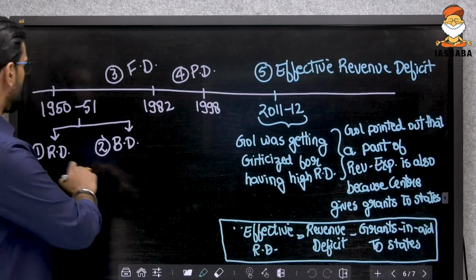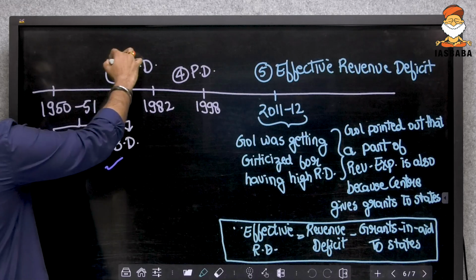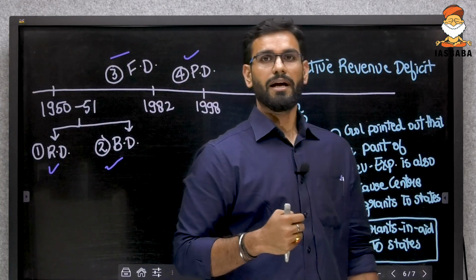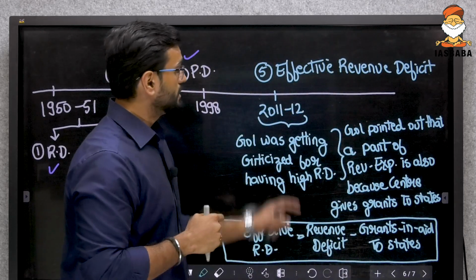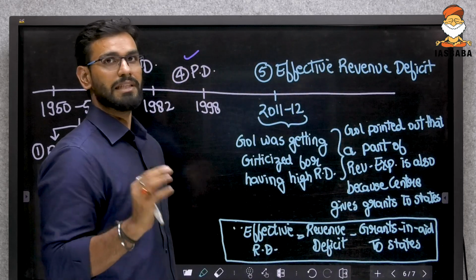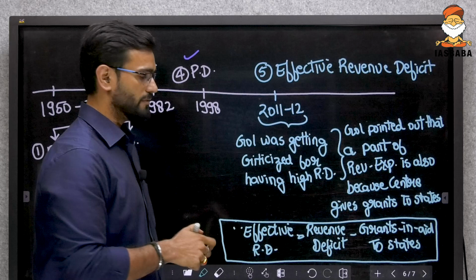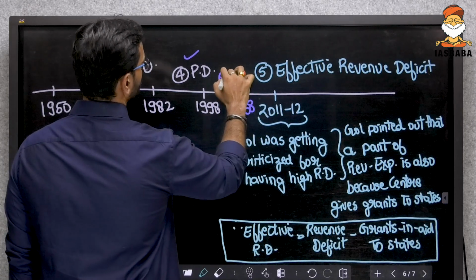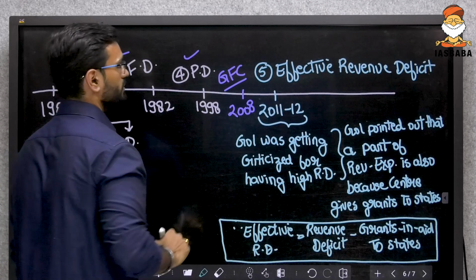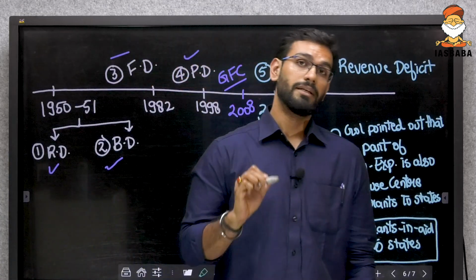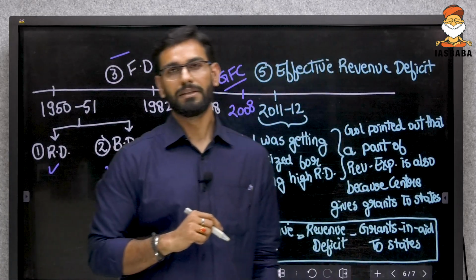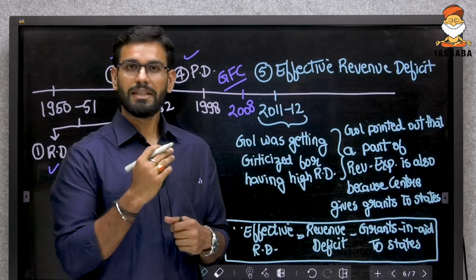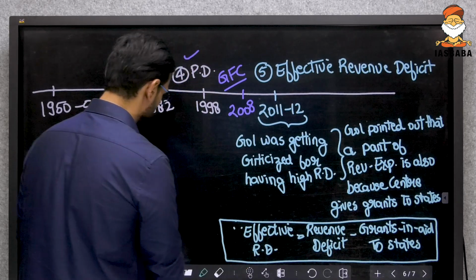So now we have revenue deficit, budget deficit, fiscal deficit, and also primary deficit. Let's look at the last deficit for the day, which is effective revenue deficit. Now see what was happening in 2011-12. In 2008, the global financial crisis had happened. Since the global financial crisis had happened, the government had to undertake certain expenditures, and it was getting criticized.